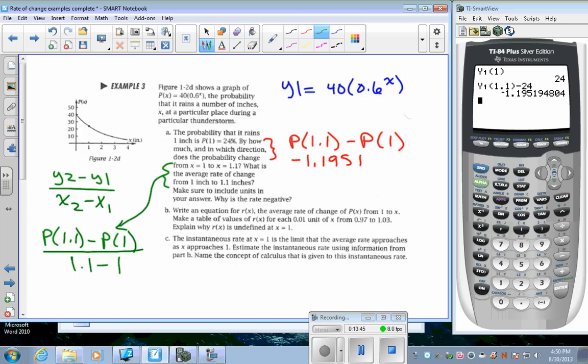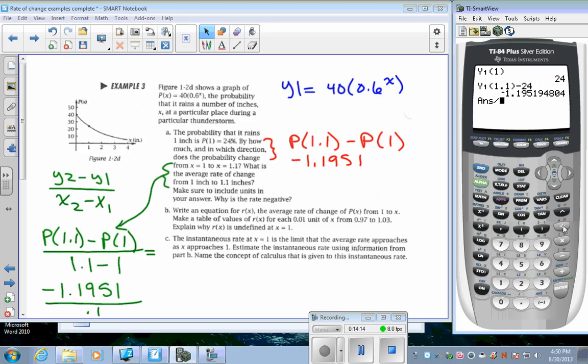I've already calculated the top, which I'm going to leave in my calculator. I'm not going to use the 4 decimal places. When I calculate something else, I'm going to use my calculator's version of that number, the entire decimal value. I am not going to use the 4 decimal places. And I'm going to divide that by 1.1 minus 1, which is 0.1. So go back to my calculator. I already have the negative 1.1951, etc. I just need to hit divide, and I want to divide by 0.1.